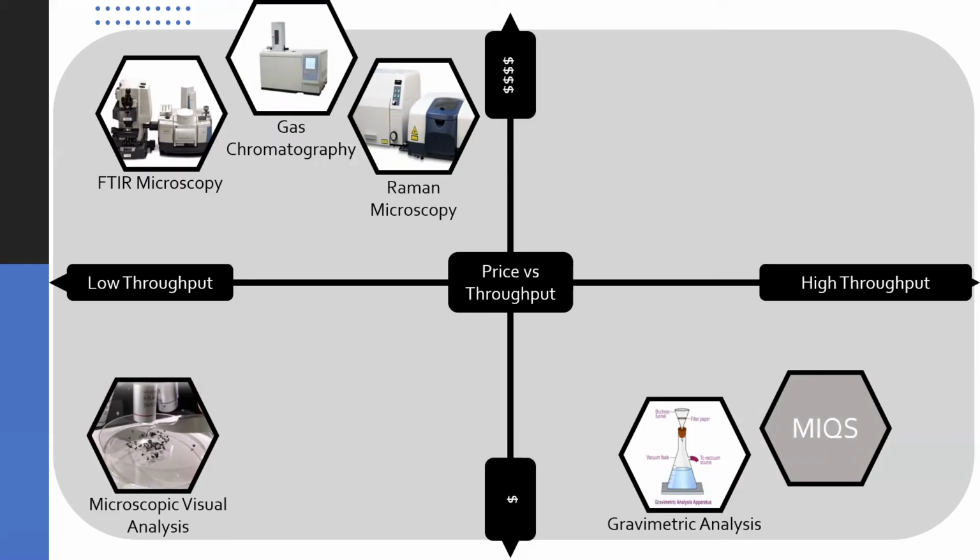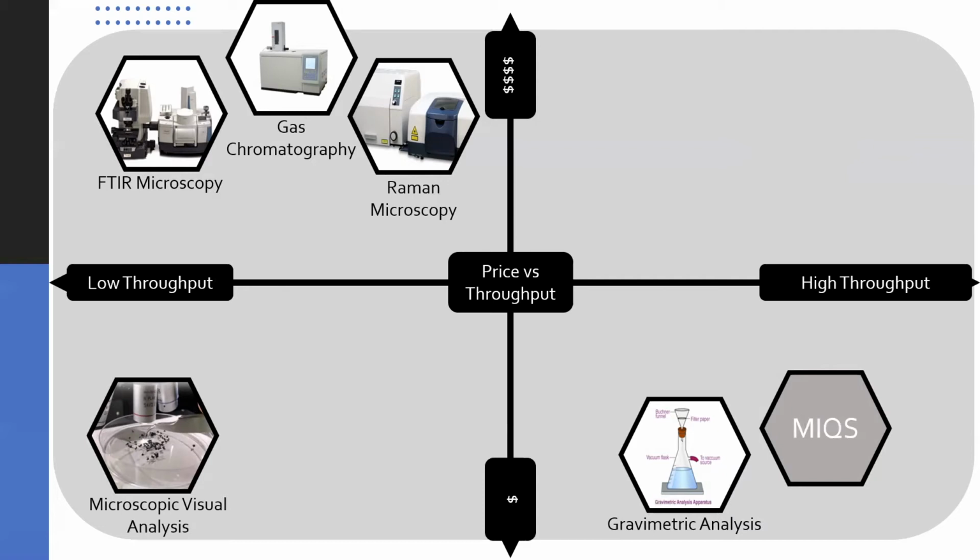We compare the throughput of the device to the cost that it incurs. And here, again, FTIR, gas chromatography, and Raman microscopy systems all sit in the upper left corner as being low throughput and also very expensive, and sometimes out of reach of a lab, depending on the budget that they have.